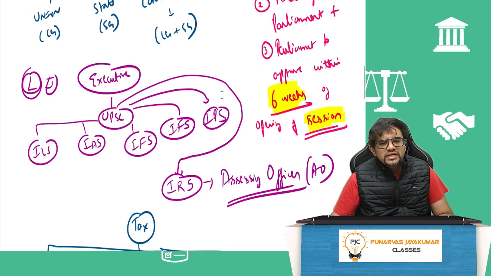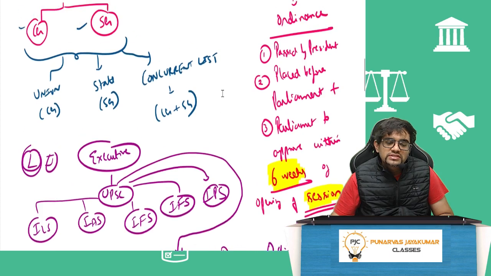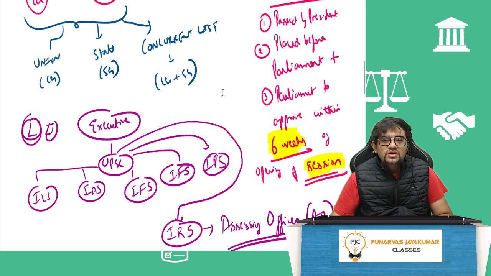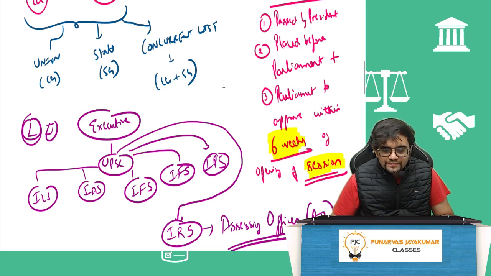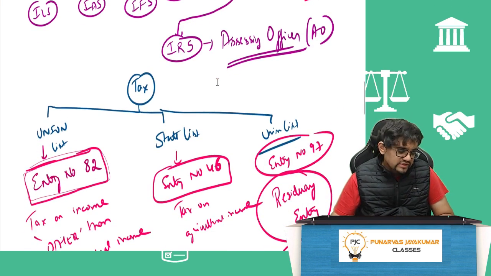Then we had 3 pillars, or rather 4 pillars. The 3 most important pillars are the legislature, executive, and the judiciary. Judiciary will only discuss and interpret the law. Legislature frames the law, whereas the executive implements the law. Implementing authorities write the UPSC examination, and there are various officers, but what is relevant for our tax purposes would be IRS officers, that is the assessing officers, so to speak. Then we saw that list.